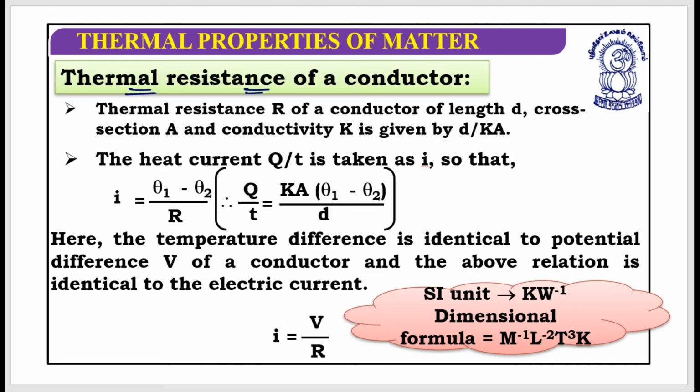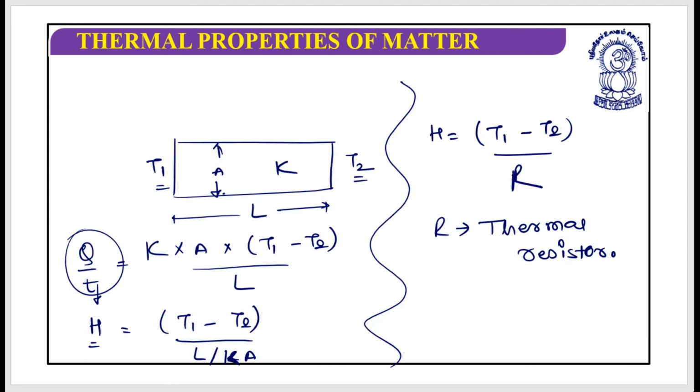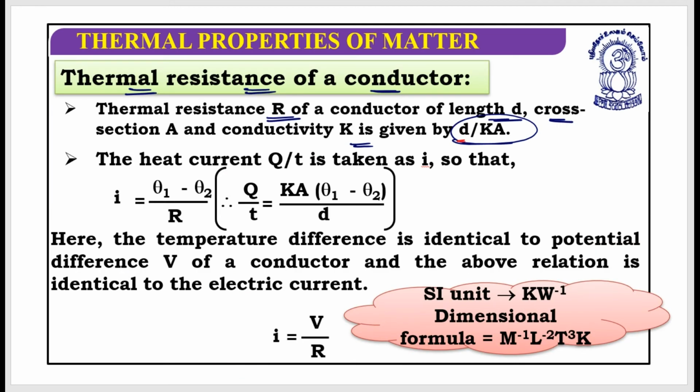Let's have a look at the thermal resistance of a conductor. Thermal resistance R of a conductor of length d and cross sectional area A and conductivity K could be written as d by KA. I have shown you because there might be confusion about how this d by KA arrives. It is L by KA because I chose L as the length, and here d is the length.